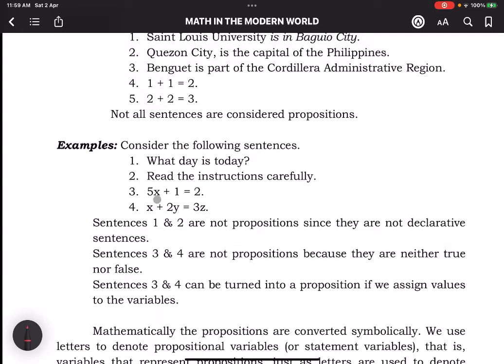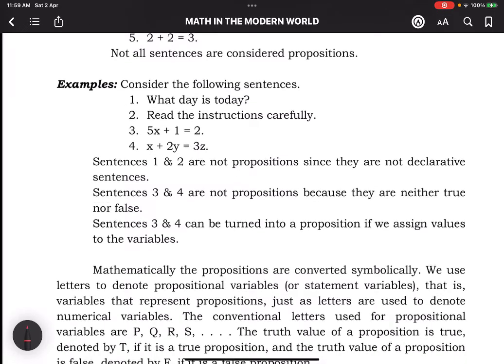Okay, so bakit yung 3 and 4 hindi proposition? Dahil si X hindi natin alam kung ano talaga ang kanyang value. So ang statement na to, hindi natin alam kung totoo or hindi, no? Kung true or false. The same way with number 4. Okay? So if we assign values daw to the variables, for example, si x ay 2, si x ay 3, then we can say that these two statements, mathematical statements, are a proposition, no?